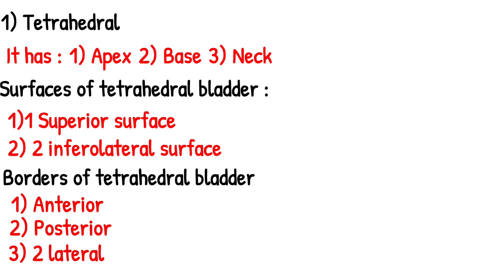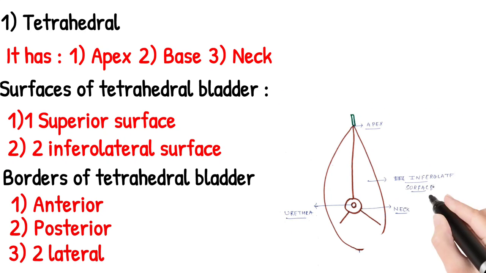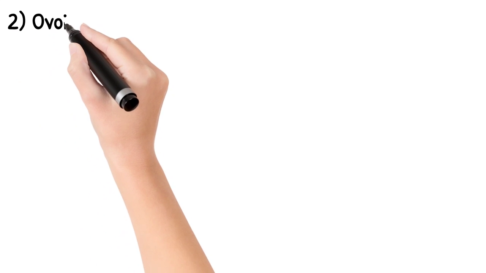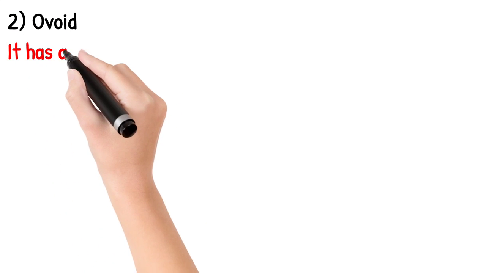Then this tetrahedral shaped bladder has three surfaces. The first is the superior surface, and the other two are the infralateral surfaces, which are present laterally and pointing inferiorly. The superior surface is directed towards the abdominal cavity, and the two infralateral surfaces are directed towards the sides.